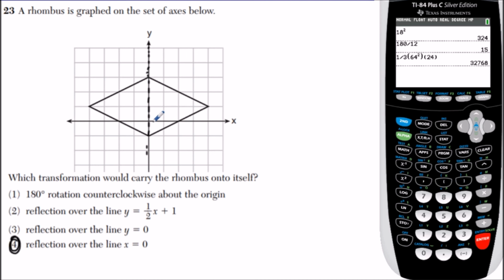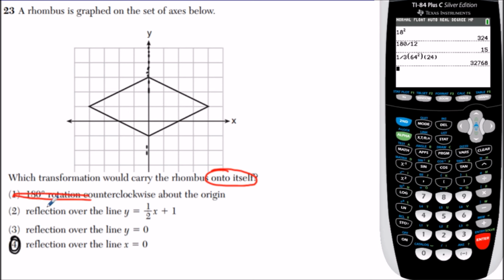If I were to rotate this figure 180 degrees counterclockwise or clockwise about the origin, this point down here would wind up here. So my rhombus would start going in this direction, which clearly doesn't overlap with the original rhombus. When we want to carry the rhombus onto itself, that means after the transformation, we should be looking at the identical figure here. So choice 1 is out because of that.